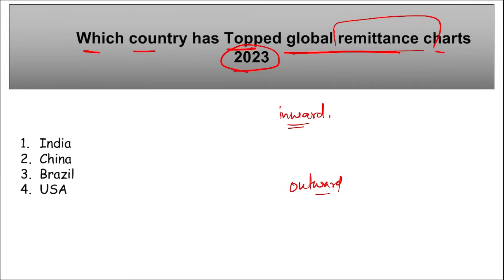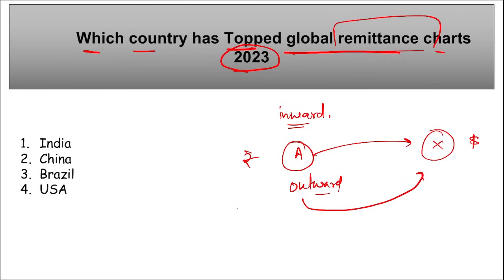Outward remittance is when an individual, say for example this is a person, moves to X country. Now when he's moving to X country, say for admission, and because this is the trend going on nowadays, he will have to spend some amount of money. He will be converting rupees into dollars. So that is your outward remittance, because the money from India is going to X country.